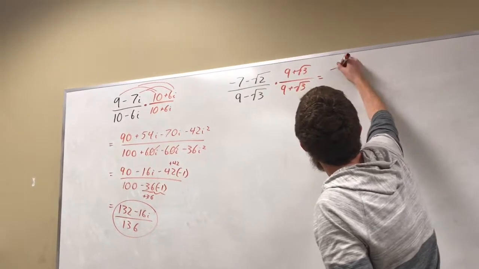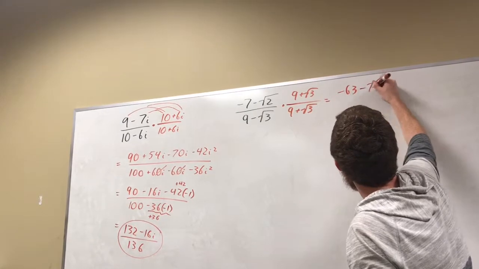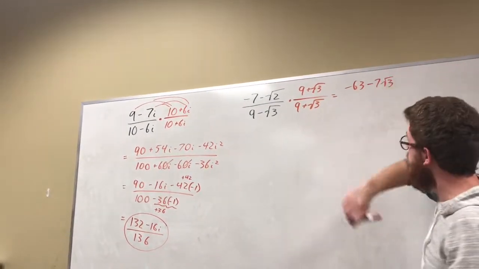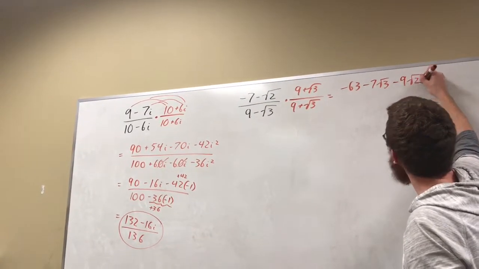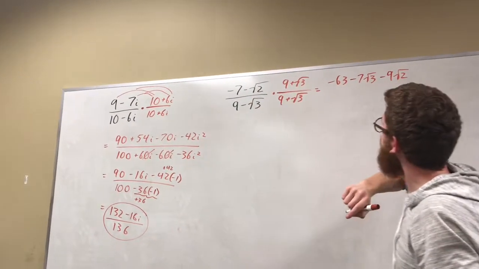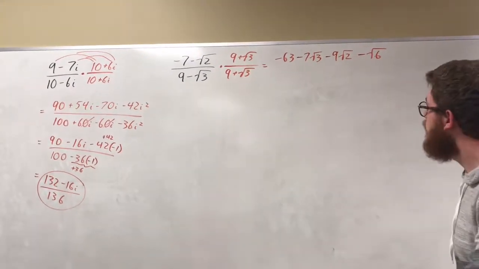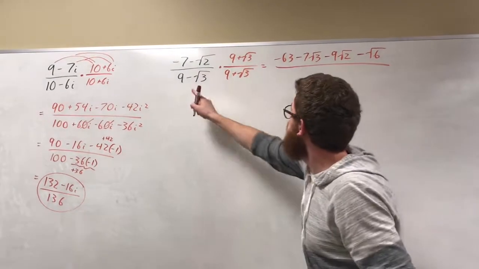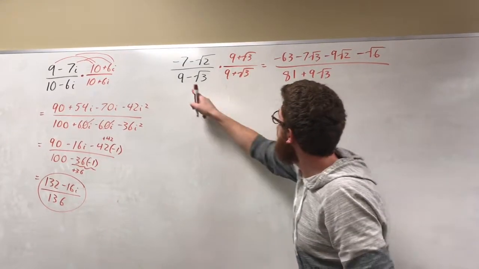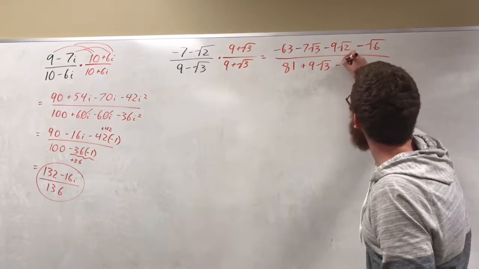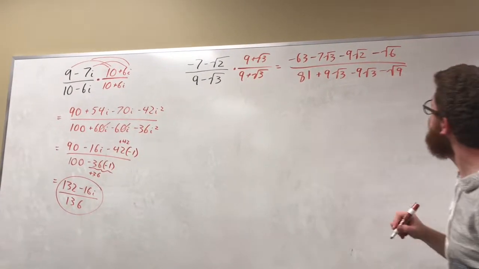Negative 7 times 9 is a negative 63. Negative 7 times the square root of 3 is minus 7 square root of 3. Negative square root of 2 times 9 is a negative 9 square root of 2. And negative square root of 2 times a positive square root of 3 is a negative square root of 6. On the bottom, I distribute the 9 to get 81 plus 9 square root of 3. I distribute the negative square root of 3 to get negative 9 root 3 minus the square root of 9.